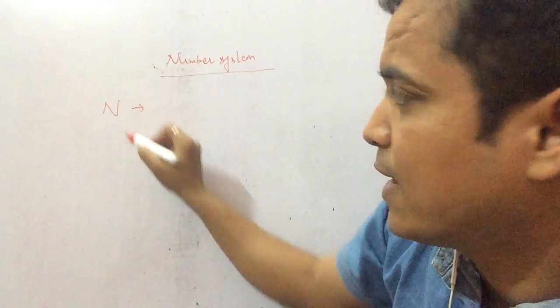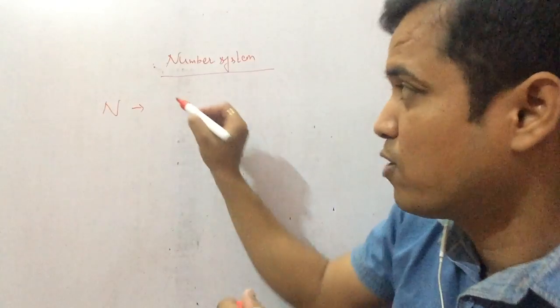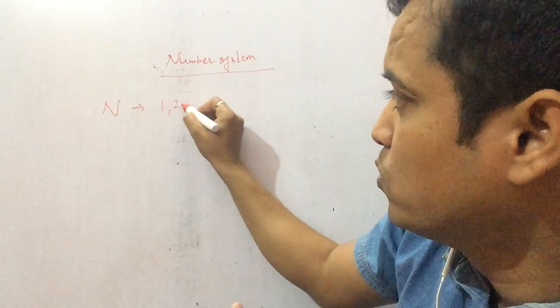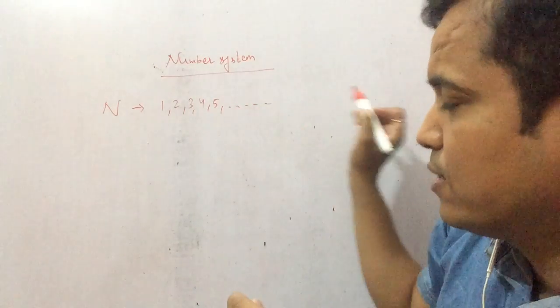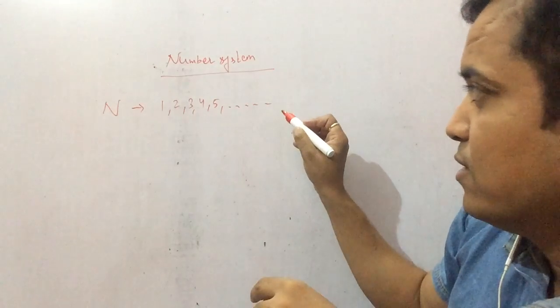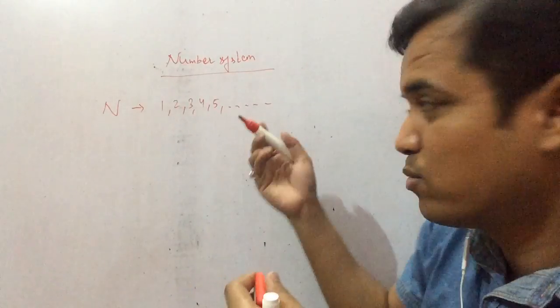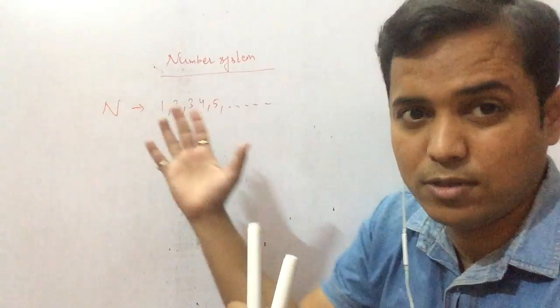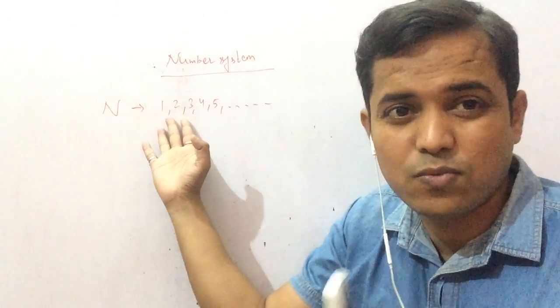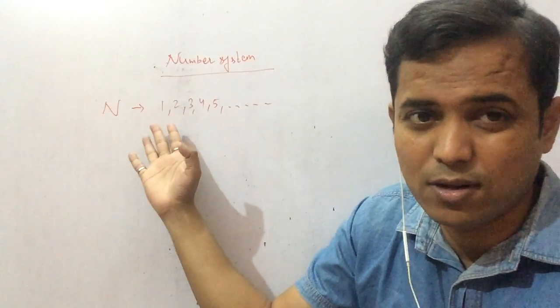It is denoted by N, and it starts from 1: 1, 2, 3, 4, 5, and so on. That means 1 lakh, 2 lakh, 1 million. So these all are natural numbers. What about 0? 0 is not a natural number. What about minus 1, minus 2, minus 3? They are not natural numbers.